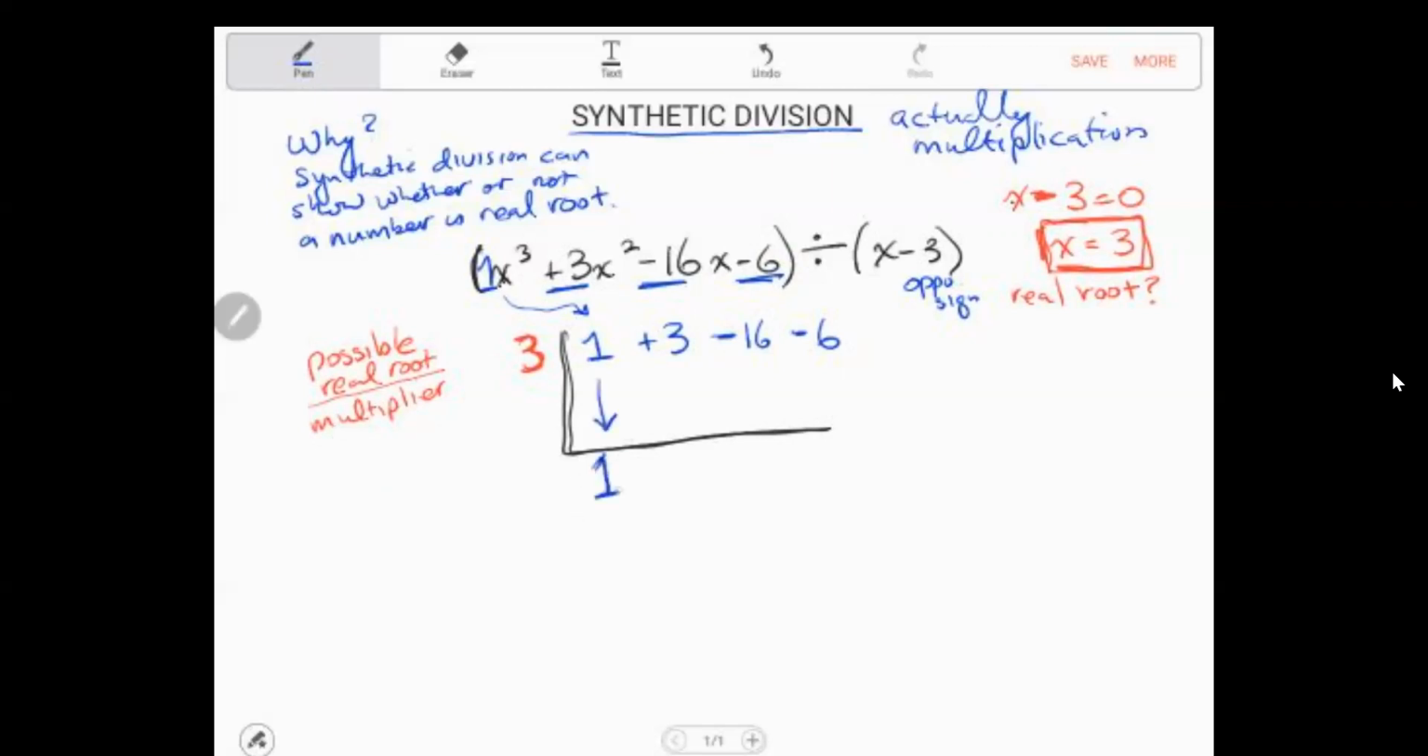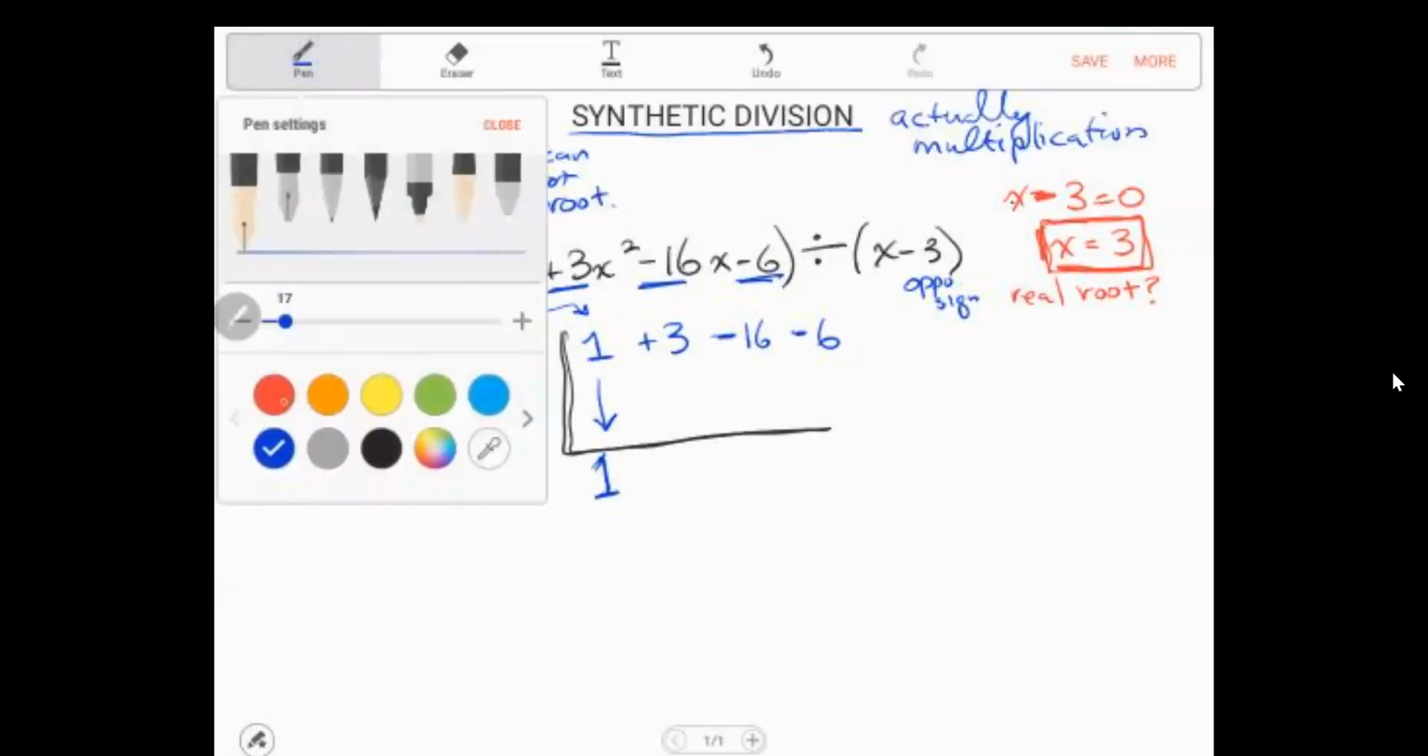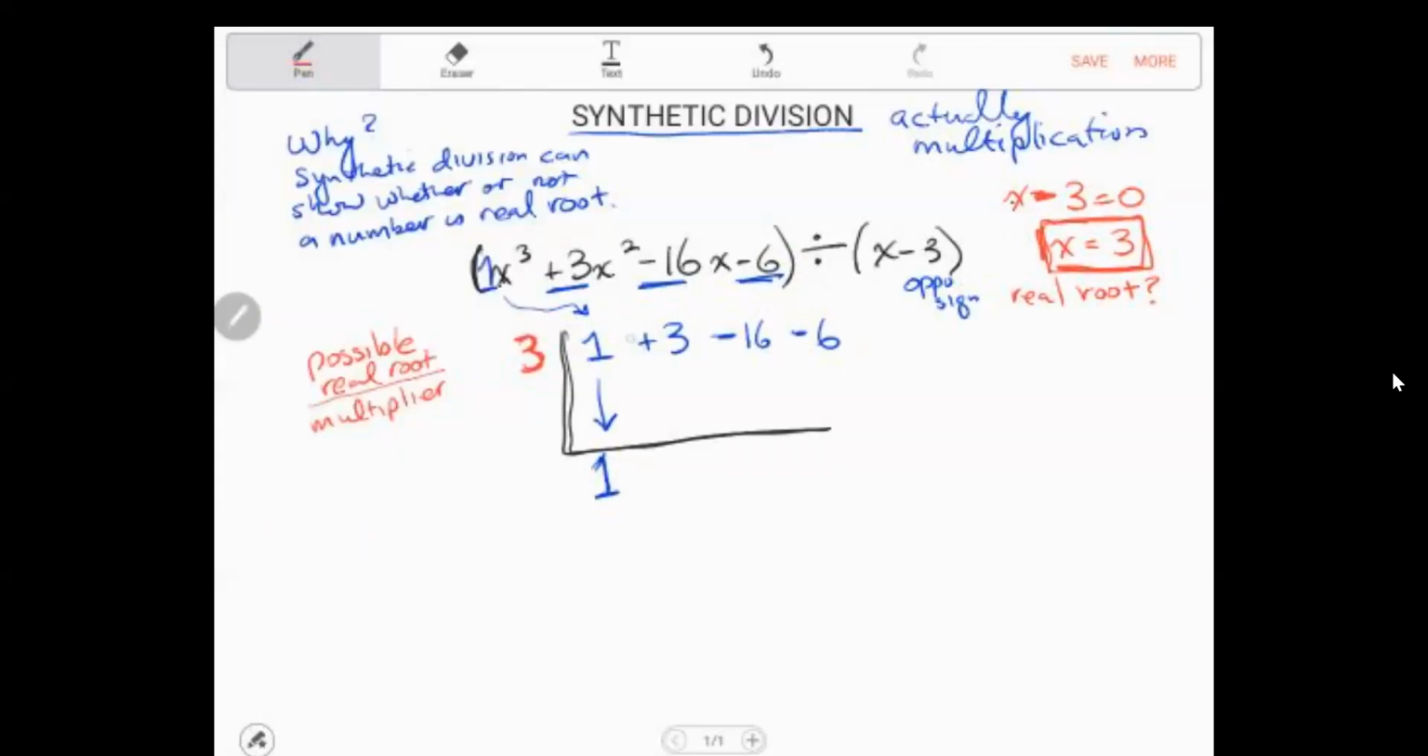Now we're going to go through a process of multiplying and then adding, and multiplying and adding. You've got to think of these as little columns right here. The first thing we're going to do, and I'm going to put this 3 down here, because the 3 is our multiplier as well as our possible real root. We're going to take 3 times 1, and write the result right here. So 3 times 1 is 3. So that's a +3.